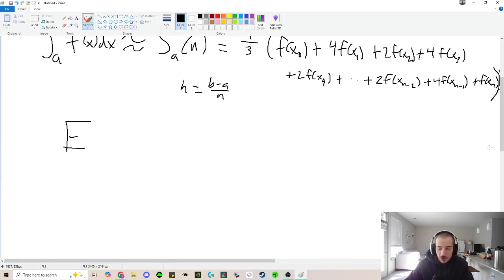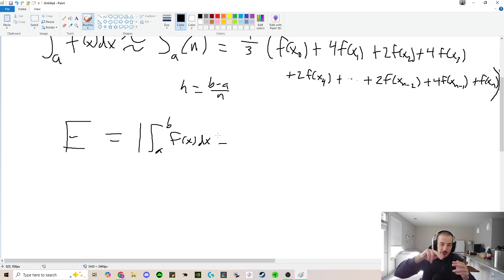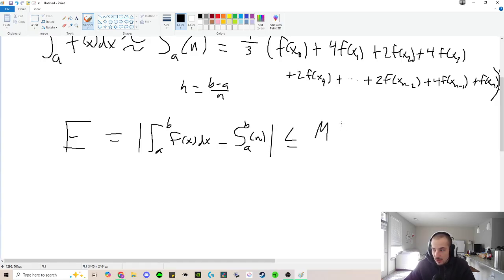So error here, what is error going to be? This is going to be equal to the integral from a to b of f of x dx minus S from a to b of n. And this is an S. This is not an integral sign. Funnily enough, that's actually how people wonder about the integral symbol, where did that come from? It's an elongated S for sum, because you're summing. But this is a normal S that I'm writing. S a to b of n. The norm here is going to be less than or equal to M. We don't use kappa for some reason in this one, I don't know why. M times (b minus a) to the fifth over 180 n to the fourth.